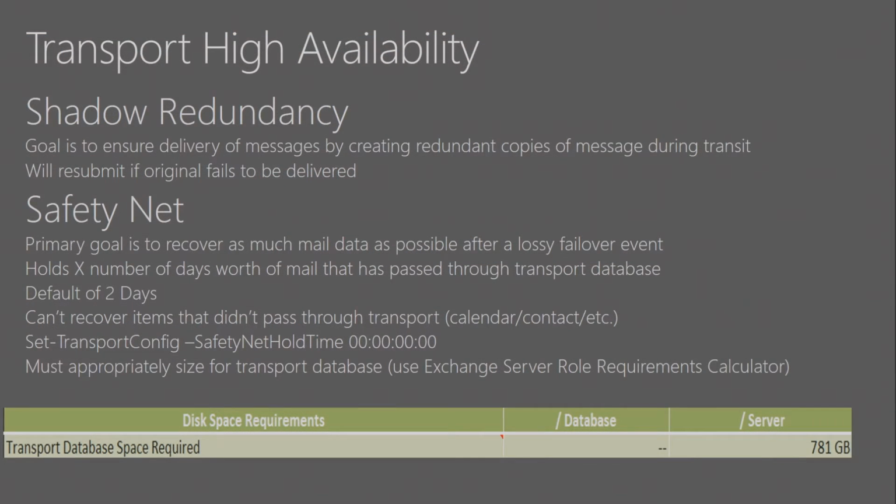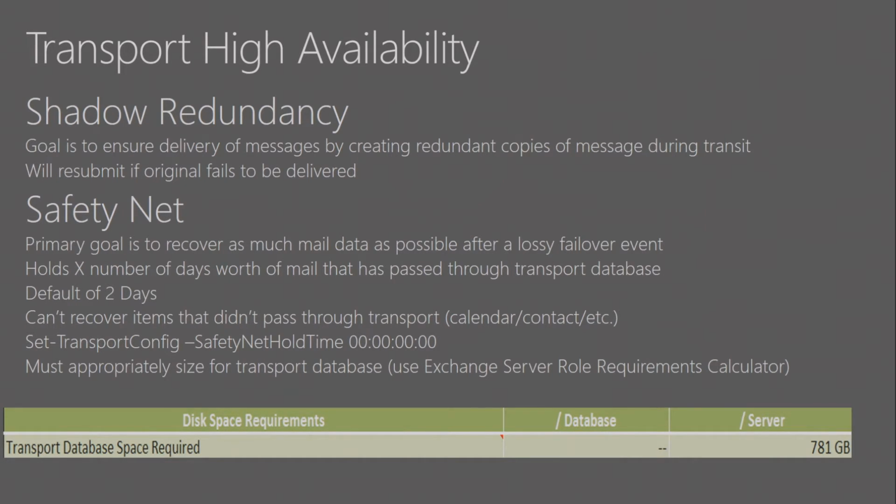Transport high availability. So a lot of people confuse what shadow redundancy is meant to achieve and what safety net is meant to achieve. Shadow redundancy, its goal is to ensure that in transit there's at least 2 copies of every email message. That way if one fails in transit, it can be resubmitted.